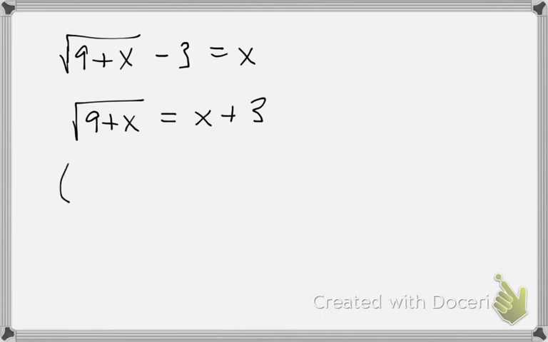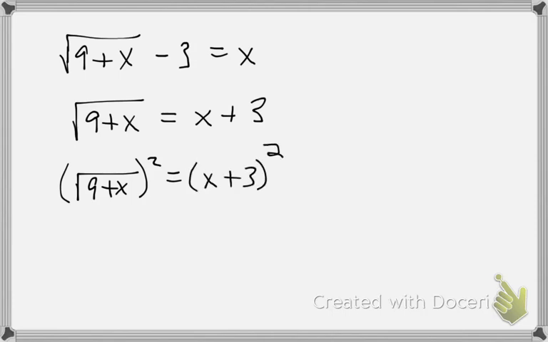Now, a couple things to watch out for here. That's what you've got to watch out for. An excellent question. And the answer is you do not square each term. You square each side. So that means I take the square root of 9 plus x and I square it, and I have to take x plus 3 and square it. That whole thing. All right?